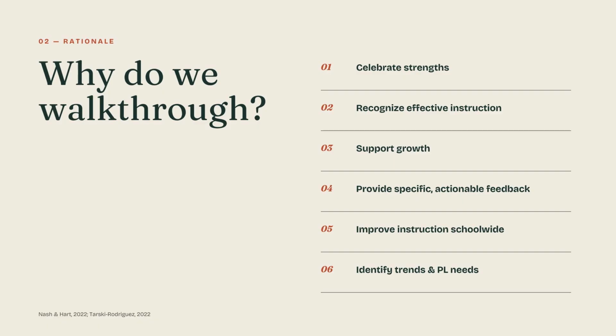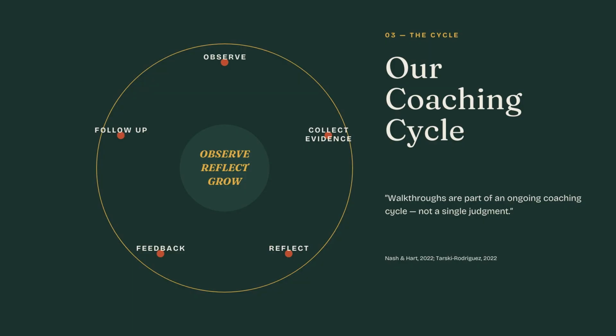on improving practice. And our third, walkthroughs are going to help us monitor our school wide instructional priorities and student engagement. Looking across classrooms allows us to identify trends and determine where additional professional learning resources or support may be beneficial. And so our process will follow a simple coaching cycle of observe, collect evidence, reflect, provide feedback, and follow up.